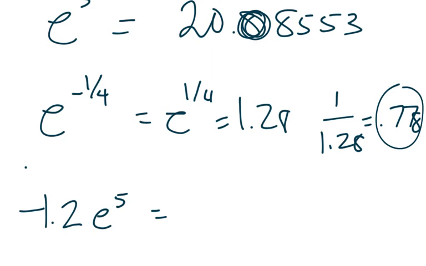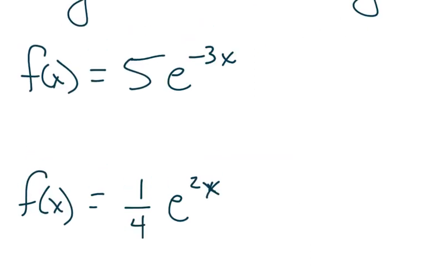Then if we take negative 1.2 times e to the 5th, well, I'm going to do my e to the 5th first. That gives me about 148, and then take that times the negative 1.2. And that should give you about negative 178.096. Okay? So you were using the calculator to come up with those answers. Not a big deal.